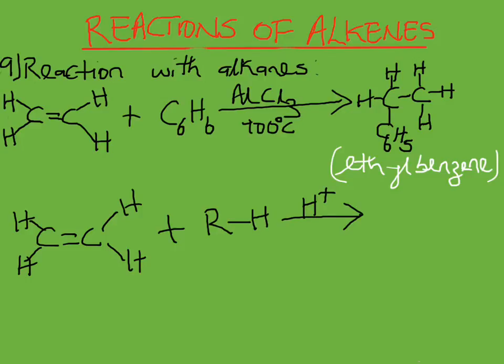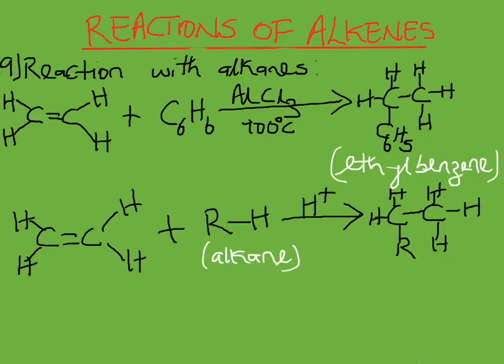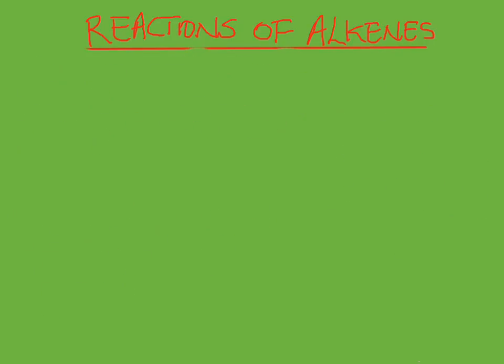And a general reaction there, we have alkenes reacting with alkanes is going to yield us also an ethyl alkane. Let's look at this. We have ethene reacting with an unknown alcohol, ROH, in the presence of an acid catalyst, that's hydrogen ion, is going to give us an ethyl alkane.